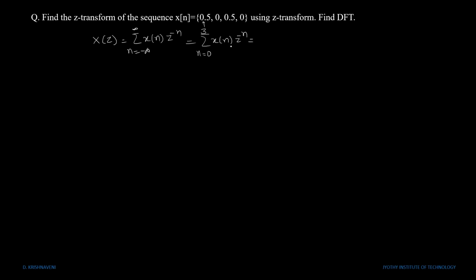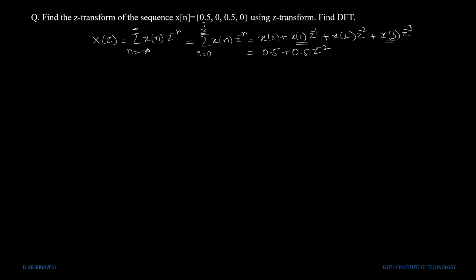and we expand the summation, we will get x(0) plus x(1) z to the power of minus 1 plus x(2) z to the power of minus 2 plus x(3) z to the power of minus 3, which is equal to 0.5. x(1) is 0, x(3) is 0, so plus 0.5 z to the power of minus 2. So this is the z transform of the sequence.